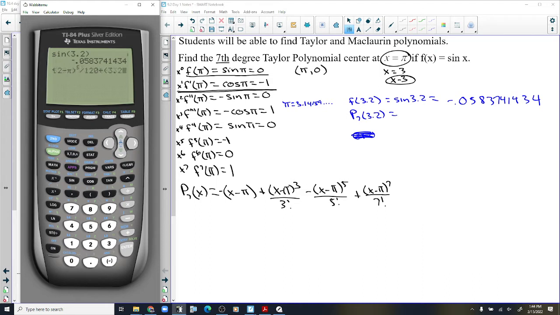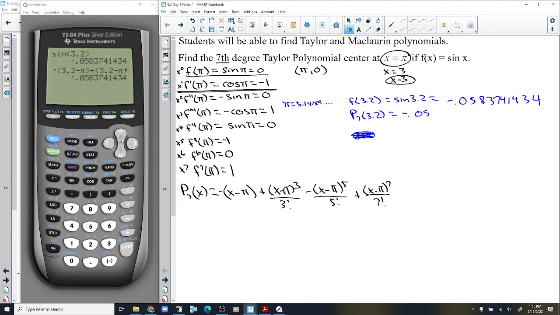3.2 minus pi raised to the seventh, divided by, I don't have 7 factorial memorized. There we go, there we have it.